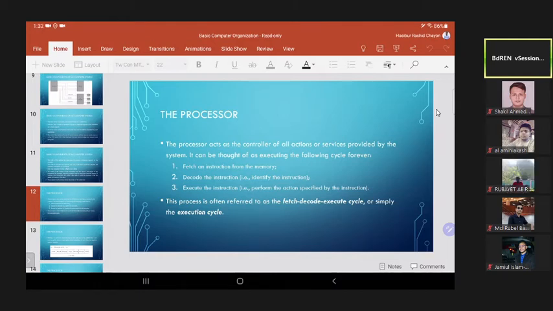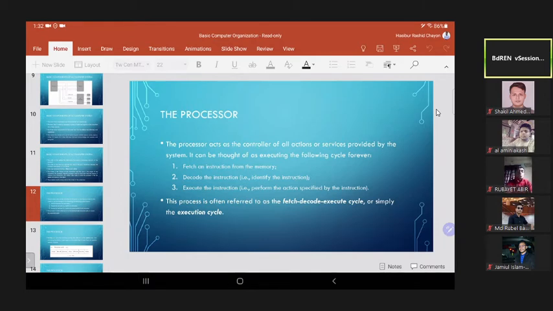So whatever instructions it gets or fetches from the memory, the microprocessor must decode it. That means it must interpret or translate it into the machine language, which is 1010, right? That is called decoding. That is the second step. Third step, after decoding, then you can execute the instruction.